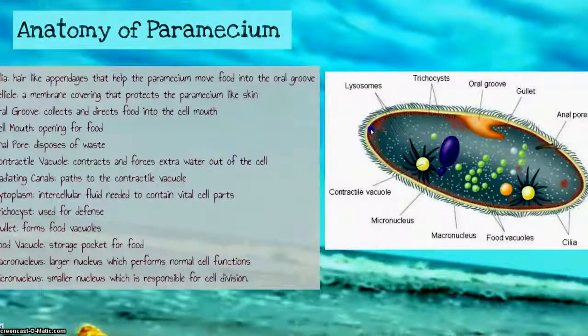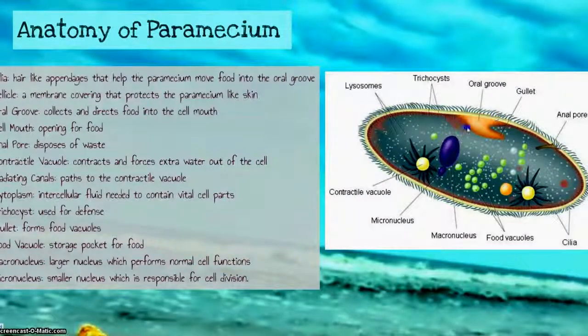It's like a fluid. And then we have our trichocysts, which are all these little red things at the edges. They're used for defense, so it's like a weapon. You can remember it by trident: trichocyst, trident, like a weapon.